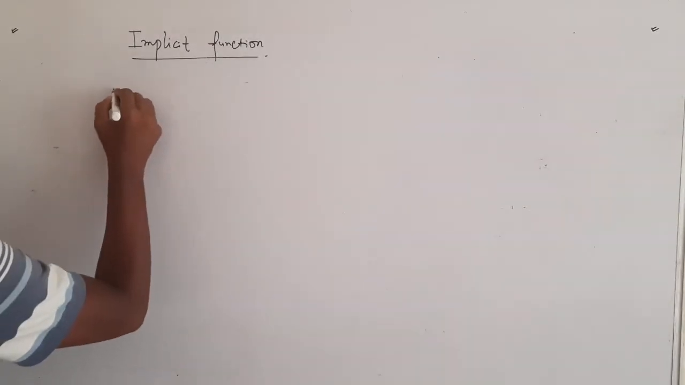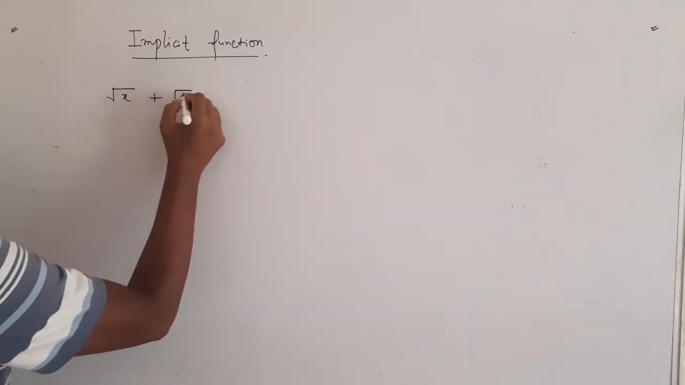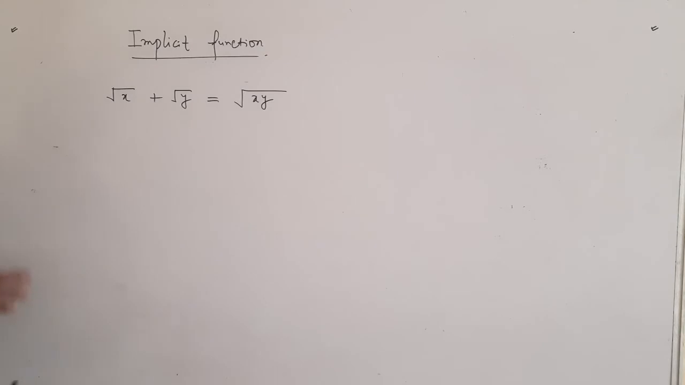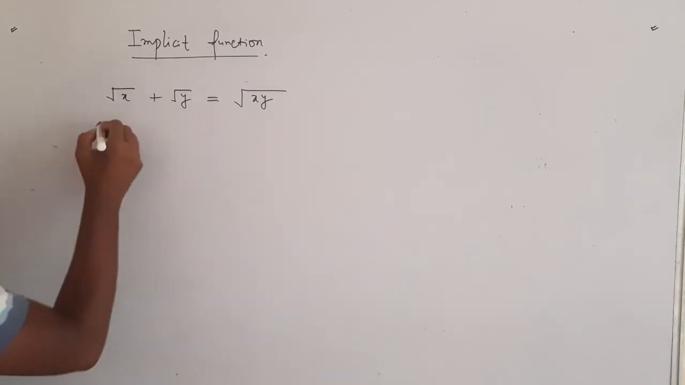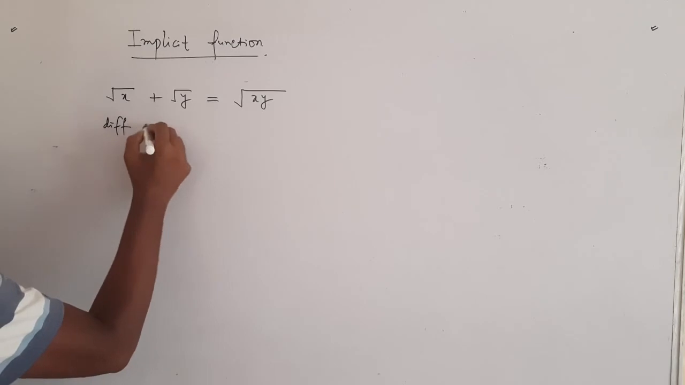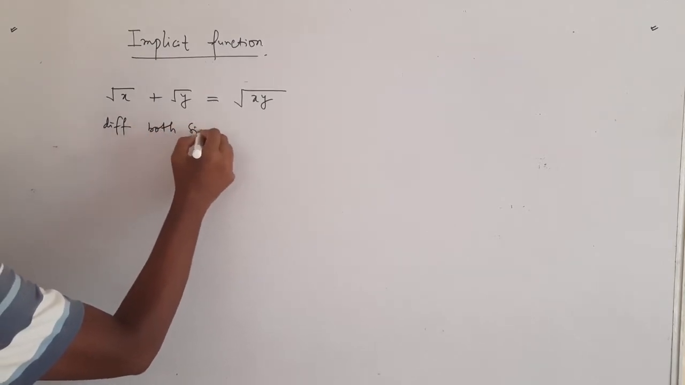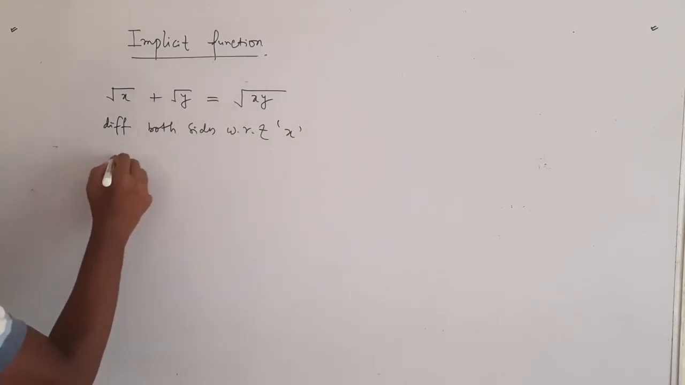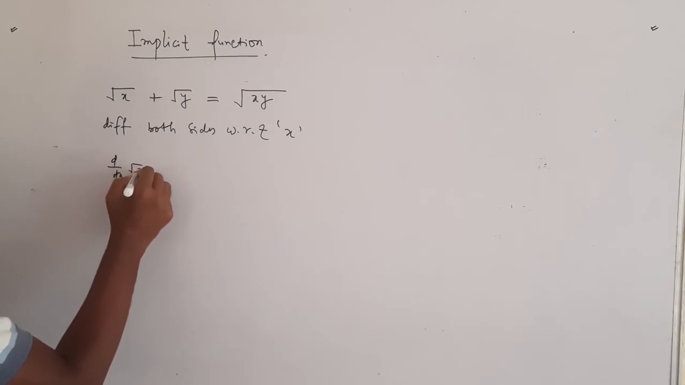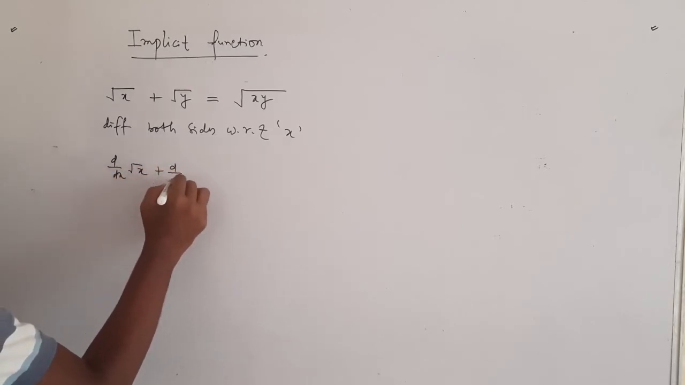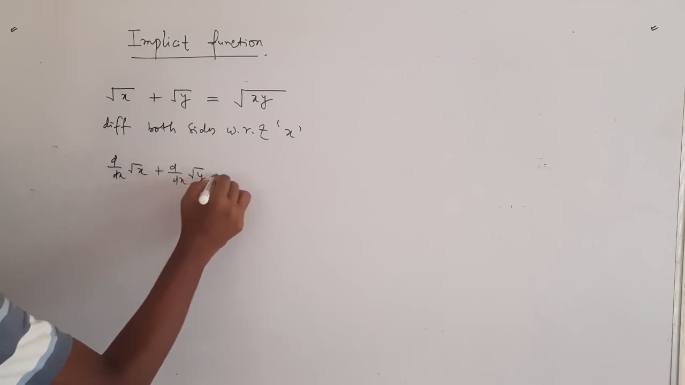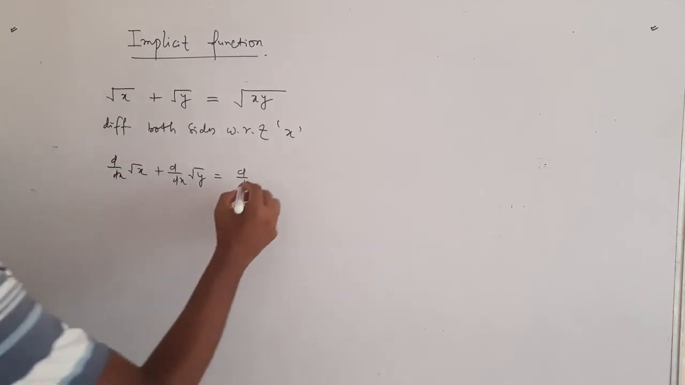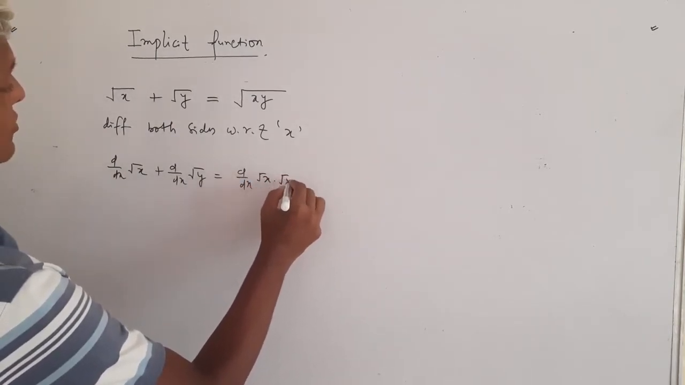Now suppose I have another function, root x plus root y equal to root xy. How will you find the differentiation of this one? Again, without any fear, just write: differentiating both sides with respect to x. It means d by dx of root x plus d by dx of root y is d by dx of root xy. You know that root ab is root a into root b, so this is root x into root y.